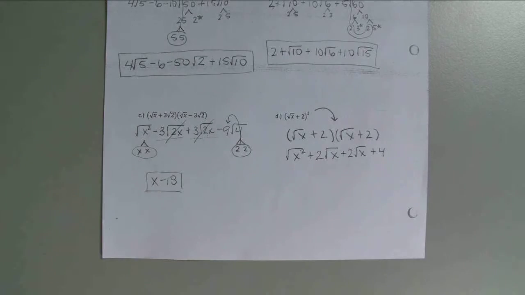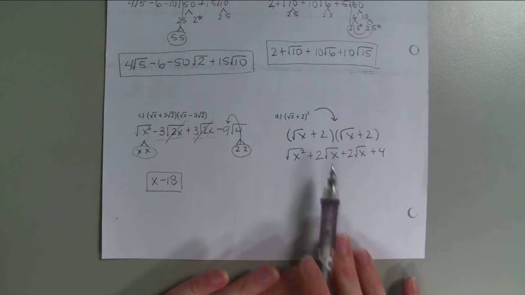Does everybody see where everything came from? So root x times root x is root x squared. Root x times 2 is 2 root x. But then we do it again. 2 times root x is 2 root x. And 2 plus 2 is 4. Okay, how is the middle one not 2x again? If that makes sense what I'm asking.